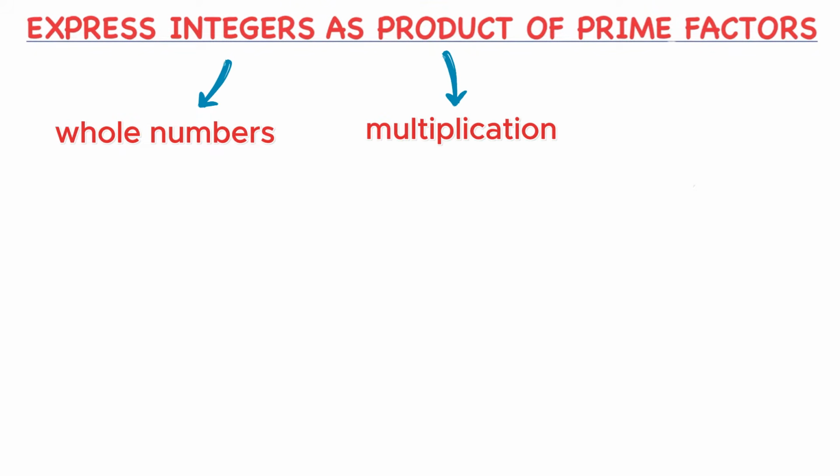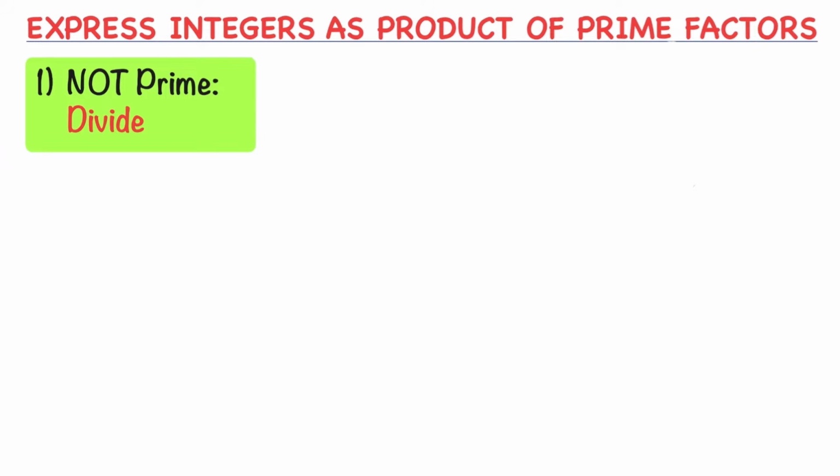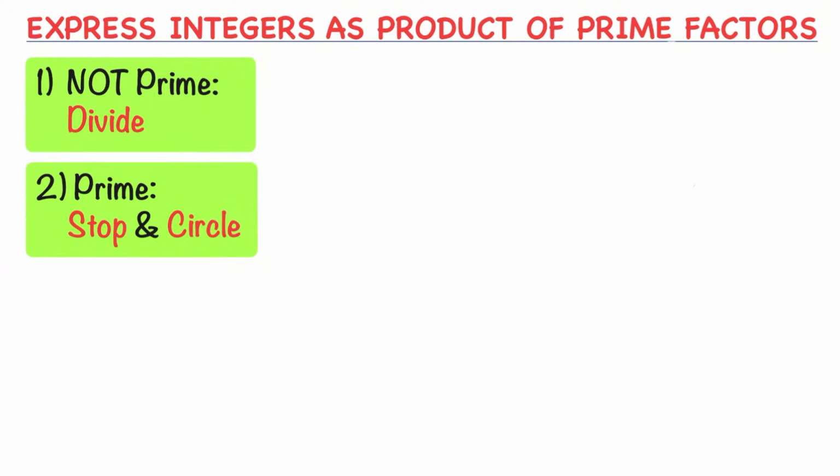So how do we express an integer as a product of prime factors? Integer is a whole number and product means multiplication. To prime factorize a number, we follow two simple rules. If the number isn't prime, keep dividing. When you reach a prime number, stop and circle it.